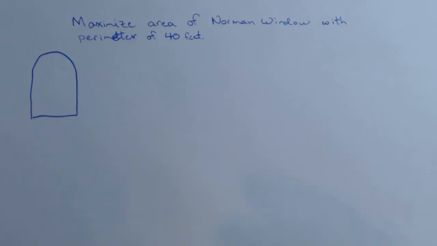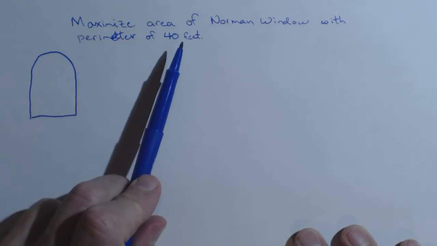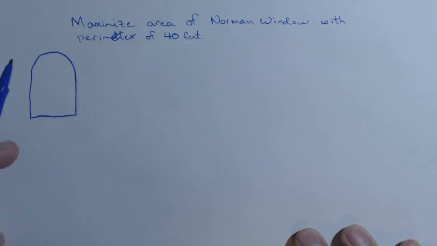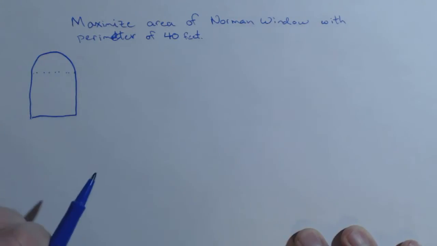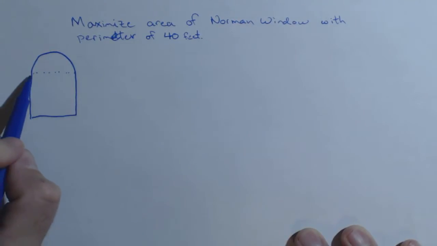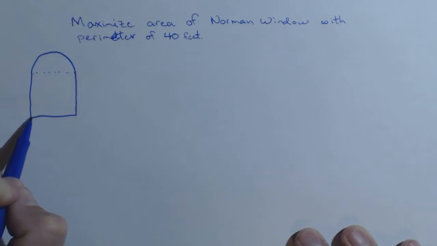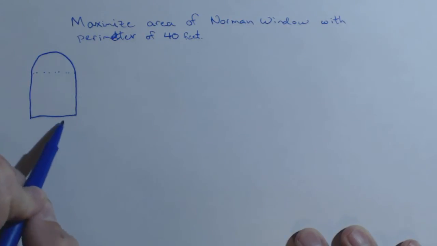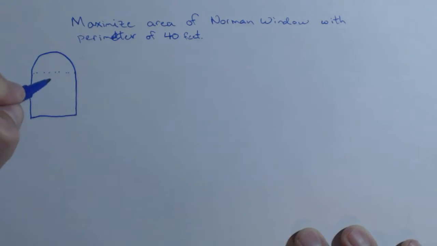In this video, we're going to maximize the area of something called a Norman window that has a perimeter of 40 feet. So a Norman window is when there's a semicircle on top of a rectangle. And what we know is that this diameter of the semicircle is also the same as this dimension of the rectangle. Now we don't know the dimension of this rectangle, so we got to label our unknowns.